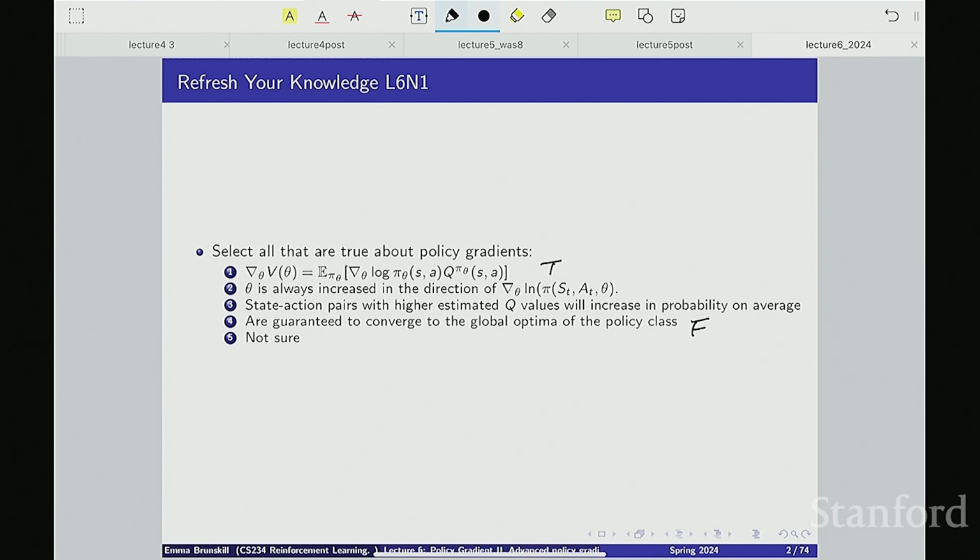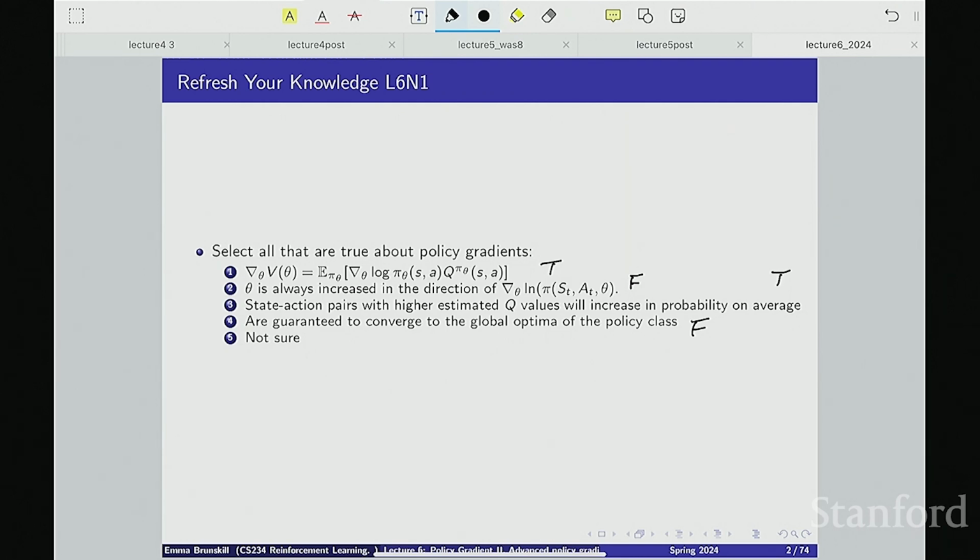The second one is false. There's a bit of disagreement over this. So theta, because you can see from this first derivative, we are going to look at the direction of the derivative with respect to theta of the log of the policy parameters, but it's weighted by the return or weighted by the Q function. So whether we push it up or not will depend whether or not we're getting high rewards when we go in that direction. So this one is false. And this one is also true.